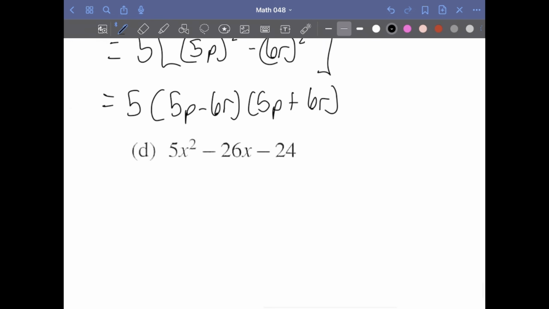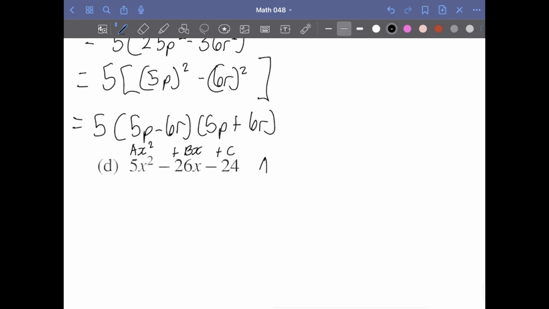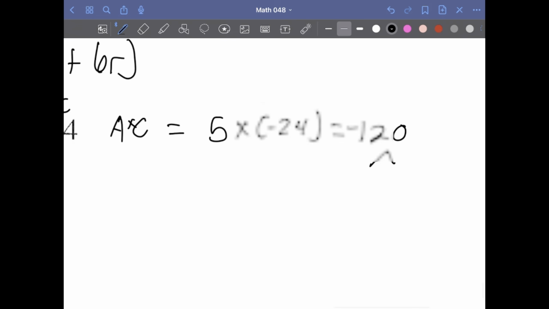Over here, this is a quadratic equation of the form ax squared plus bx plus c, right? To factor it, we have to find factors of a times c that add up to b. So a times c, that's 5 times negative 24, which is negative 120. So I'm going to list off the factors of 120.